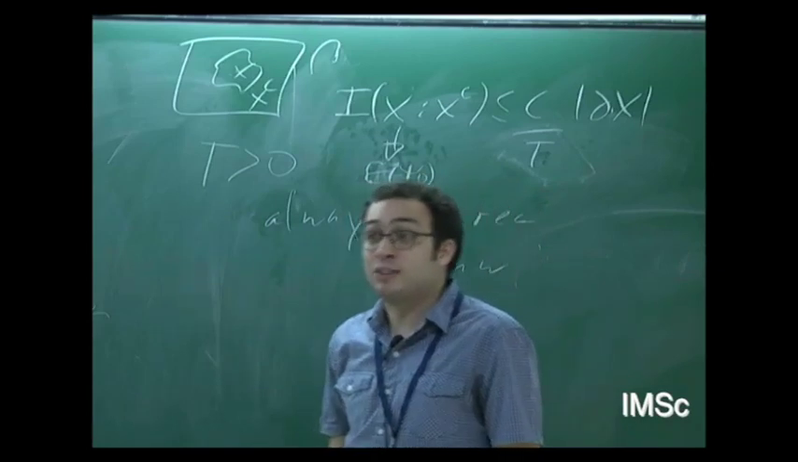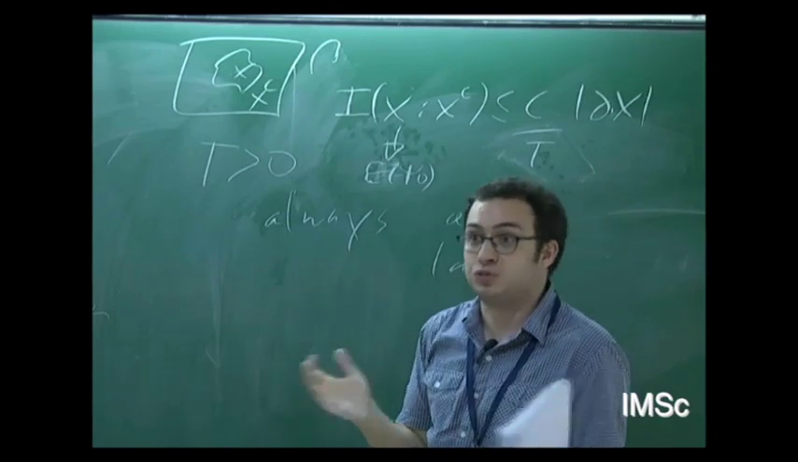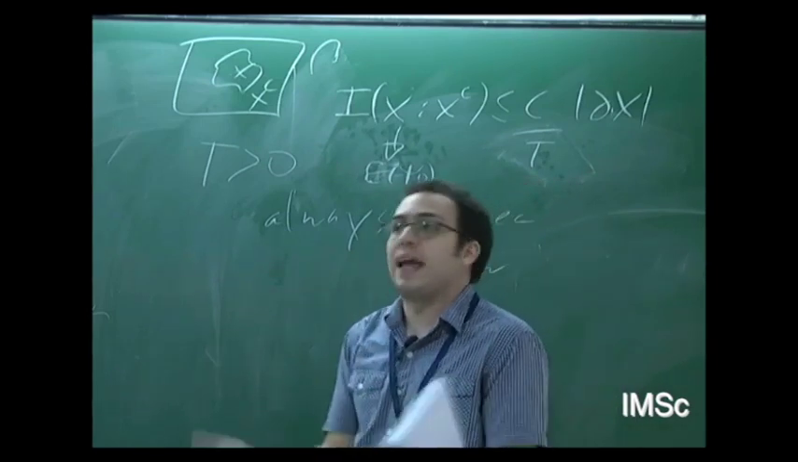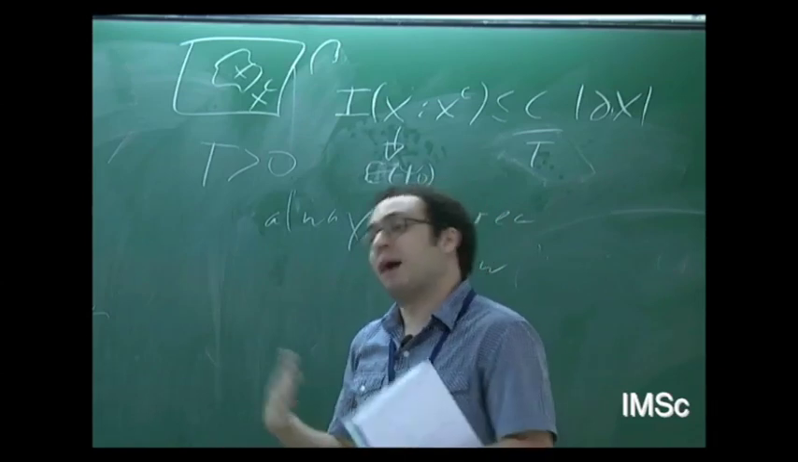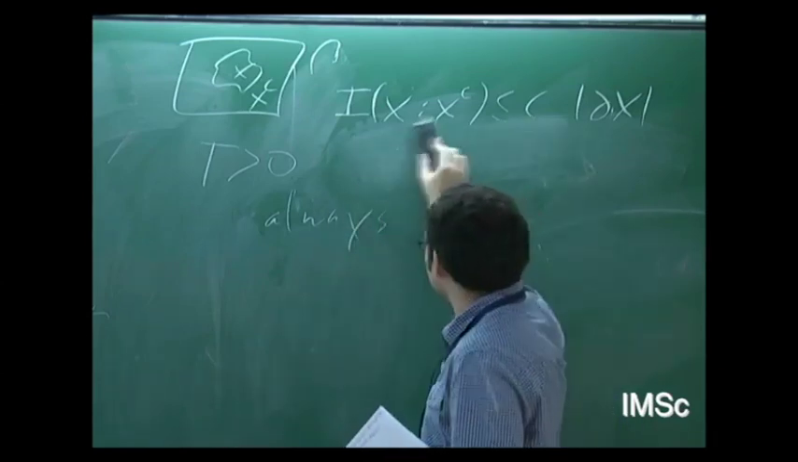Of course, you can be more careful. You can say, well, maybe we don't choose t to infinity. We just choose t to be, you know, a log area and see what you get. Sometimes it works, sometimes it doesn't. But let's see this later.